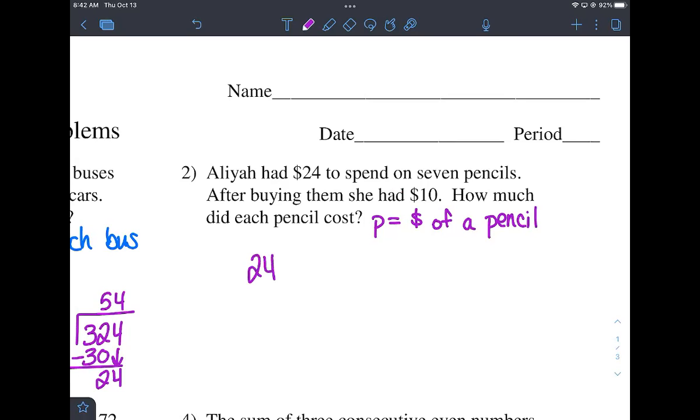24. Okay. What happens to the amount as she starts buying pencils? It lowers. It lowers by 7. But she didn't buy 1 pencil. She bought 7. Sorry. It lowers by 7 pencils. But not just 7 once, it's 7 pencils. We don't know what the cost is. So 7 times the cost of a pencil. She bought 7 pencils, each one cost P dollars. So whatever 7 times P, that's how much money she spent on pencils. 24 minus 7P. After she's done buying pencils, how much money does she have? 10. So this is all equal to 10.